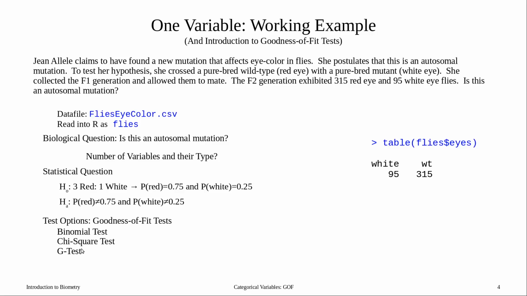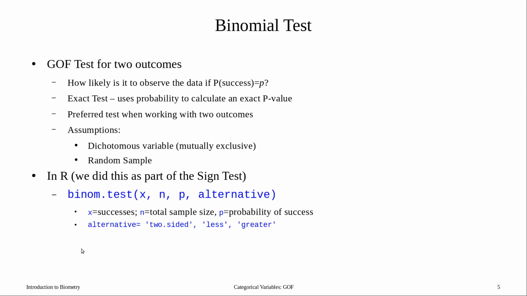So let's start with the binomial test. The binomial test is a goodness of fit test for two outcomes. It is essentially asking how likely is it that we would observe our data if the probability of success is actually equal to p. This p is usually going to be derived externally to the data. So we would have some underlying reason to suspect our probability of success is this proportion. This test is an exact test. It's an exact test because we use the binomial distribution to actually calculate the probability of getting data as extreme or more extreme than what we actually observed.